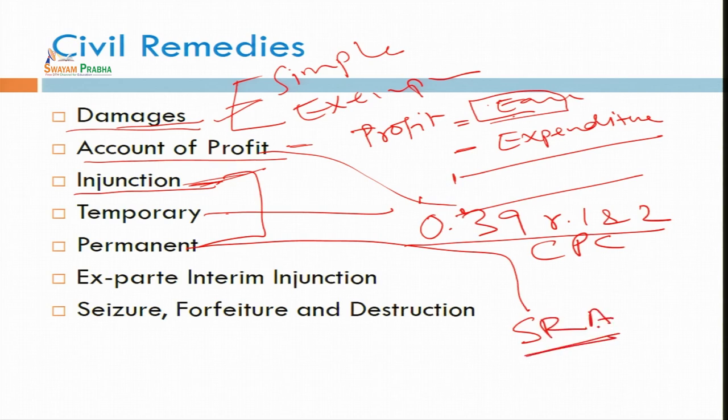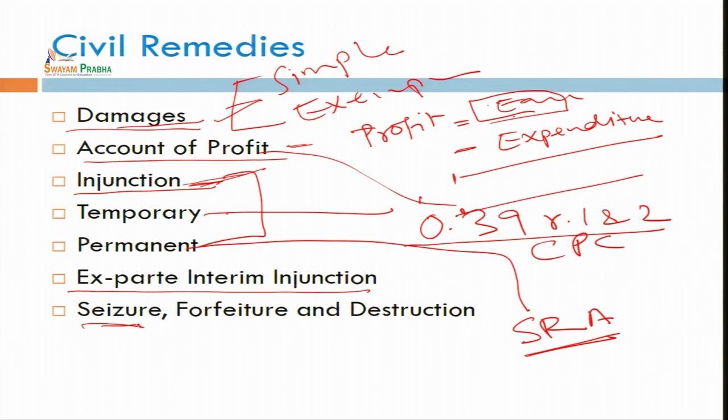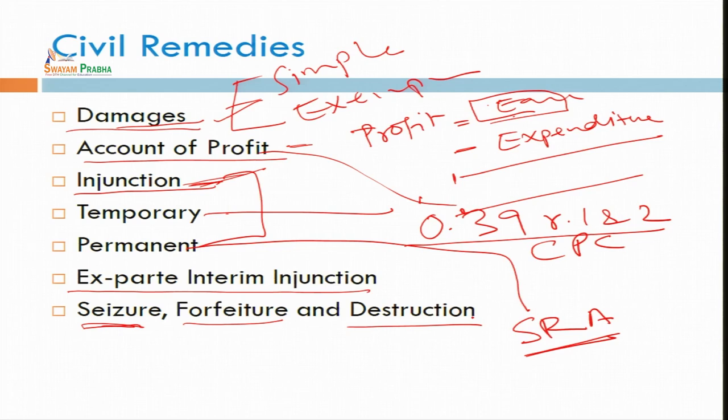So, he has different alternatives, different options for filing a case. He can go for damages or account of profit, or he can go for the injunction. The court may also pass an ex parte interim injunction. Many times the defendant does not appear before the court because he wants to carry on the infringement of that particular patent. In that case, the court can grant an ex parte interim injunction while the case is going on. Here the plaintiff can also claim to seize that particular infringing material, forfeit it, and also has the right to destroy that material in accordance with law.